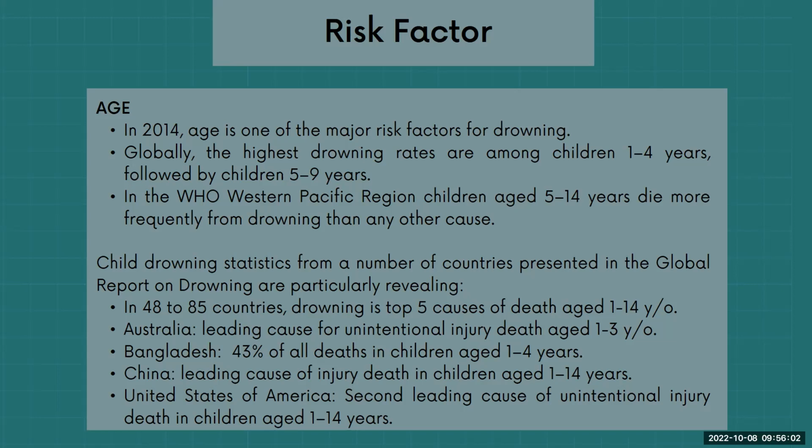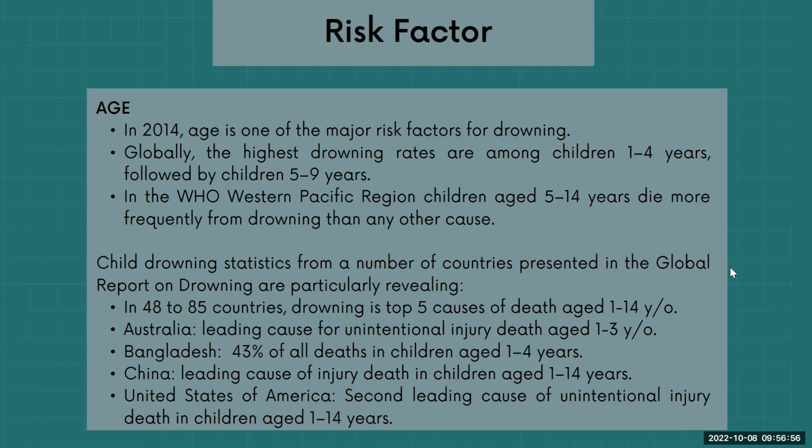Child drowning statistics from a number of countries are presented by the Global Report. In 48 to 85 countries, drowning is among the top 5 causes of death aged 1 to 14 years old. In Australia, it is the leading cause of unintentional injury death aged 1 to 3 years old. In Bangladesh, it accounts for 43% of all deaths in children aged 1 to 4 years old. In China, it is the leading cause of injury death in children aged 1 to 14 years old. And in the US, it is the second leading cause of unintentional injury death in children aged 1 to 14 years old.